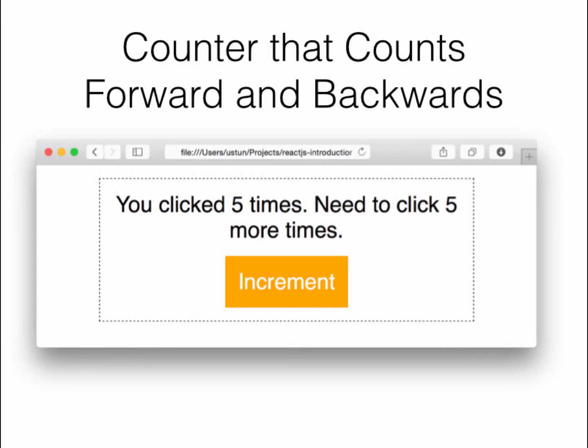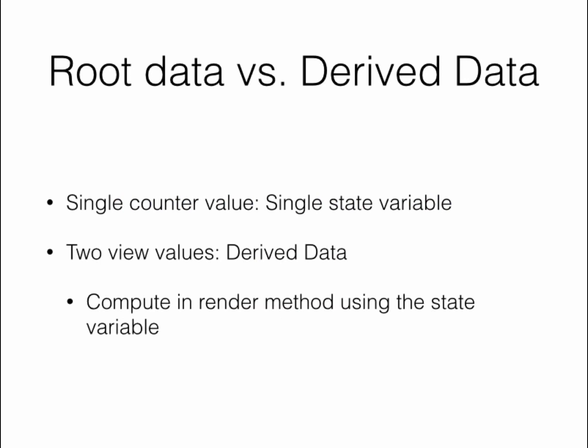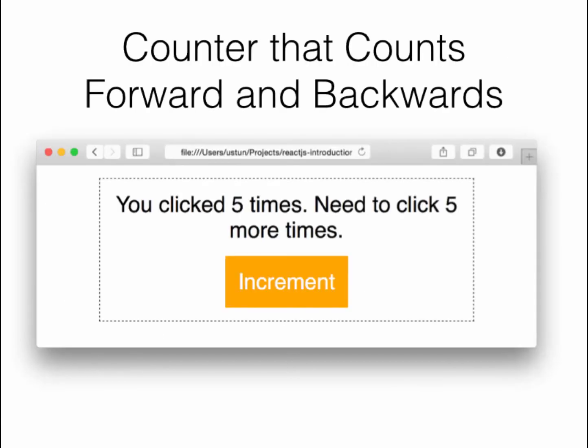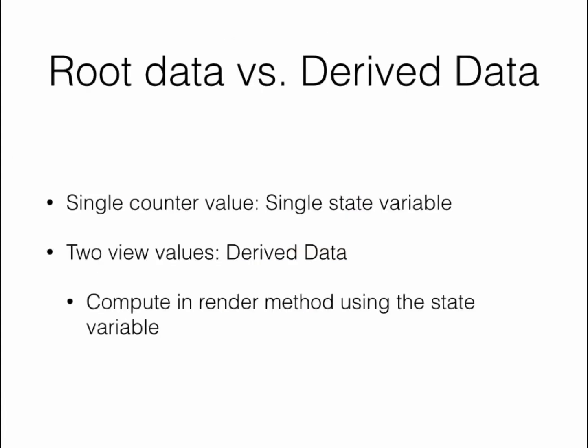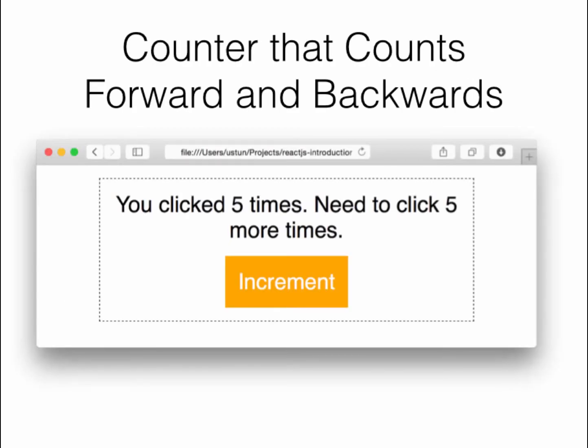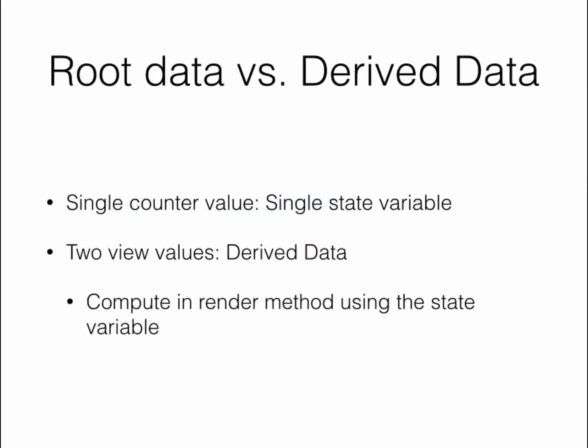Now, how many state variables do I need here? Just a single counter value is enough. Now, there are 2 view data, but there is just one real model data. Okay? And React forces you to focus on that. Like, what is the root data here? What is the derived data? Here, the derived data are these 2 numbers, but the real data is just a single number, the counter value.